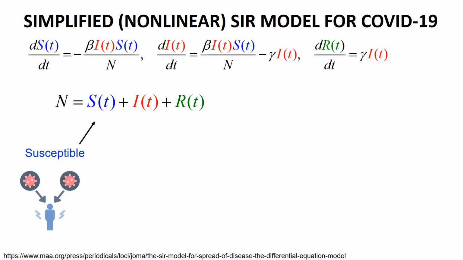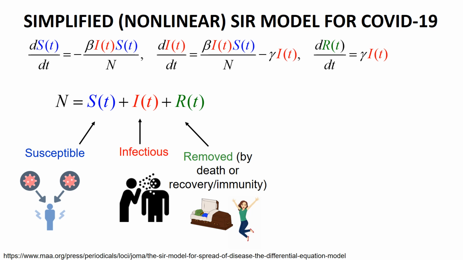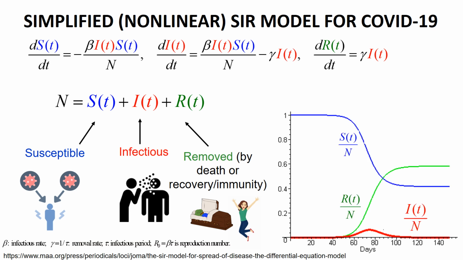S of T is the number at any time that are susceptible to the virus, so they don't have immunity. I of T is the total number who are infectious at any point in time. And R of T is the total number, the cumulative number, who've been removed by death, or else they've recovered and have got immunity.